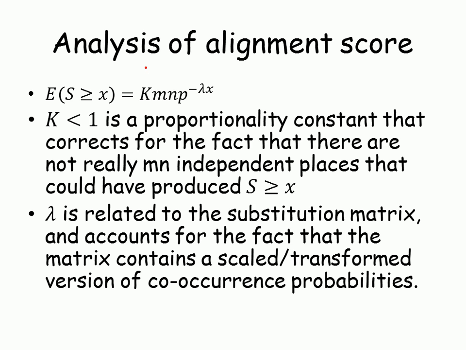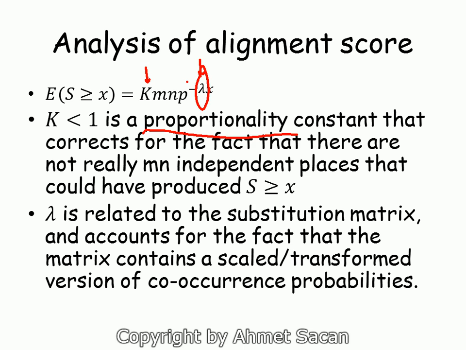Okay, so in this formula there are two parameters, K and lambda. K is just a proportionality constant, and it takes care of the fact that the places in the table are not really independent. And lambda is, again, a factor that is related to the substitution matrix. We have lambda because the substitution matrix does not really contain the probabilities of co-occurrences. It has a scaled version of that, so the numbers are integers.